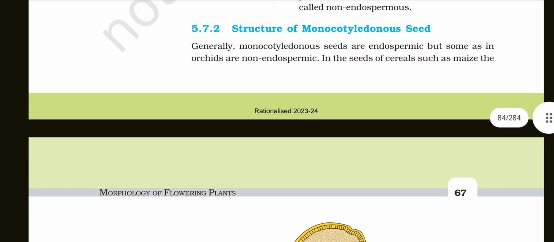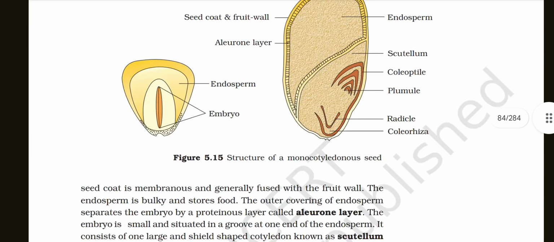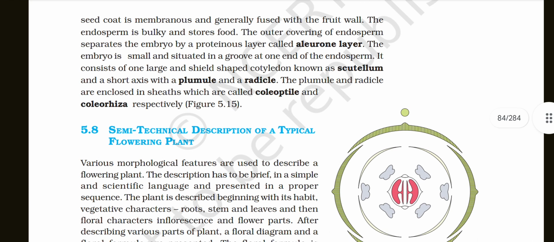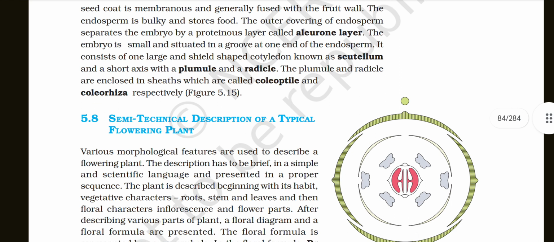In seeds of cereals such as maize, the seed coat is membranous and generally fused with the fruit wall. The endosperm is bulky and stores food, and the outer covering of the endosperm separates the embryo by a proteinous layer called the aleurone layer. The embryo is small and situated in a groove at one end of the endosperm.